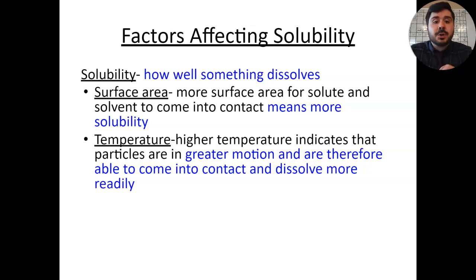So if you have a higher temperature, that's going to indicate that particles are in greater motion, right? Because as we know, temperature is the measurement of the average kinetic energy. And as we know, kinetic energy is the energy of motion. So if you have a higher temperature, that means you have a higher motion in your particles. So if you have a higher or greater motion in your particles, you're therefore able to come into contact and dissolve more readily in your solvent.